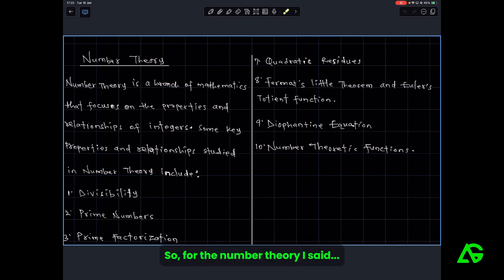So for number theory, I said it is a branch of mathematics that deals with the properties and relationships of integers. Because if you say numbers, we have varieties of numbers. Numbers can be classified as natural numbers, irrational, rational, complex, etc. So we have real numbers as a set of numbers.